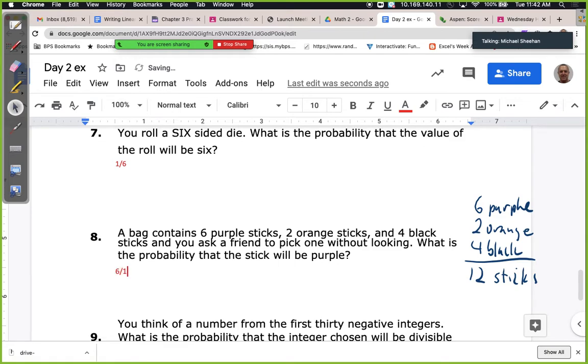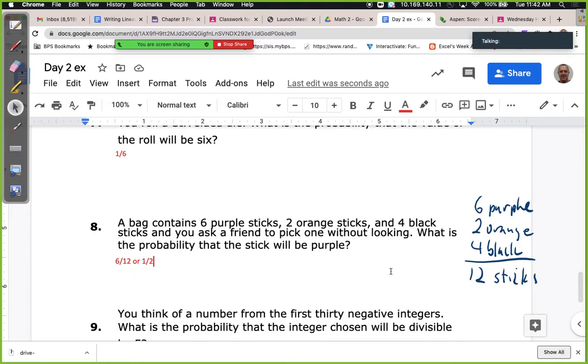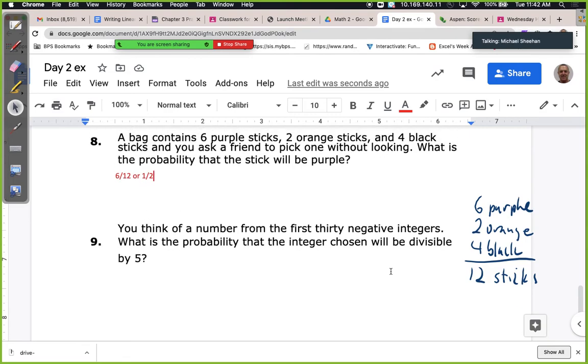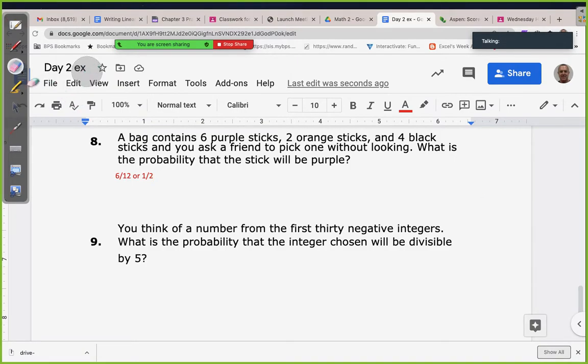So 6 out of 12, and we could reduce that to 1/2. All right, and last problem. Am I going too fast for anybody? No. All right.